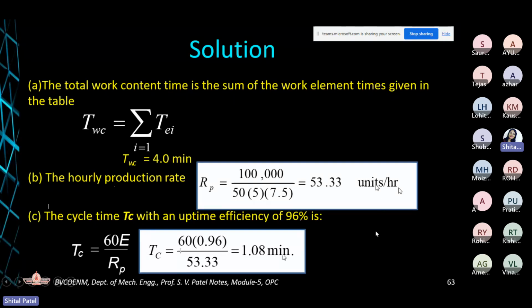Why? Because these are the number of units produced per hour. And usually if the units are given in terms of production rate per hour, then cycle time has to be in terms of minutes, right? So TC is given over here as we have converted hours into minutes. So 60 multiplied by the efficiency given to you, divided by your hourly production rate. So you will be calculating these things, then cycle time will be determined as 1.08 minutes.